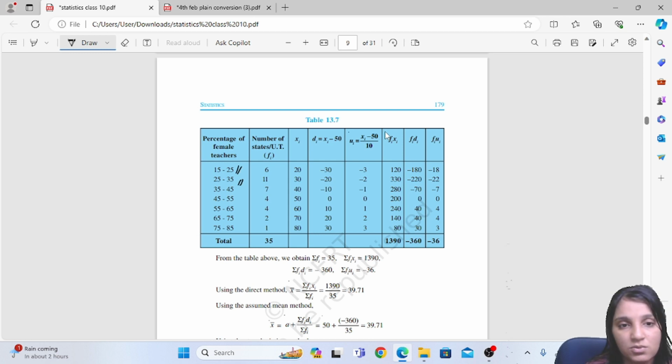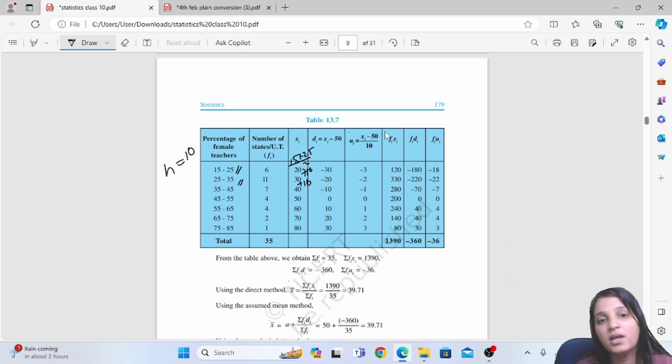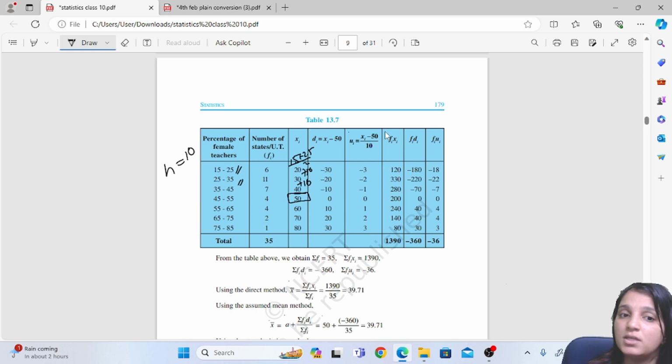Then xi is 15 plus 25 upon 2, which is 20. Here class size is 10. So go on adding 10 plus 10 plus 10 plus 10, then you will get 80. Then di is xi minus 50. 50 they have taken as the assumed mean, the middle term. So when you subtract 20 minus 50 you get minus 30, and then minus 20.